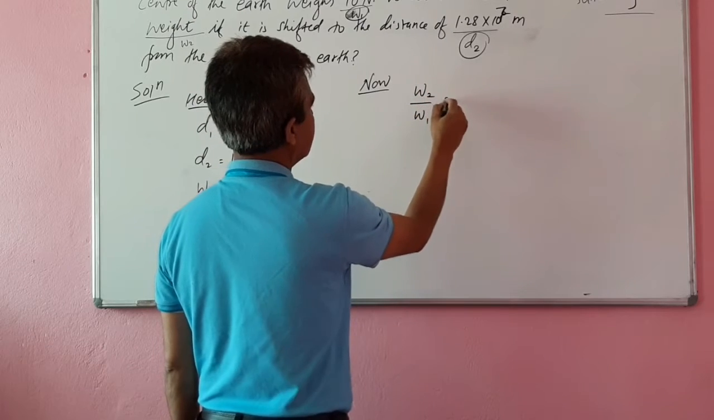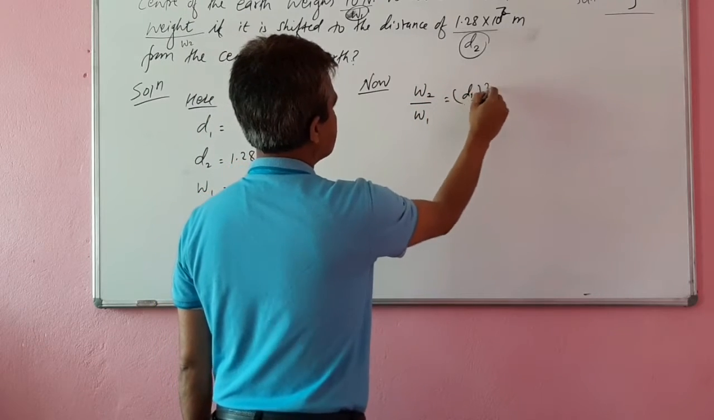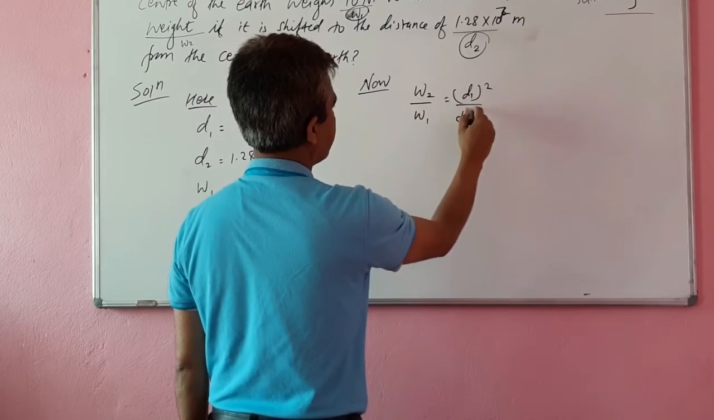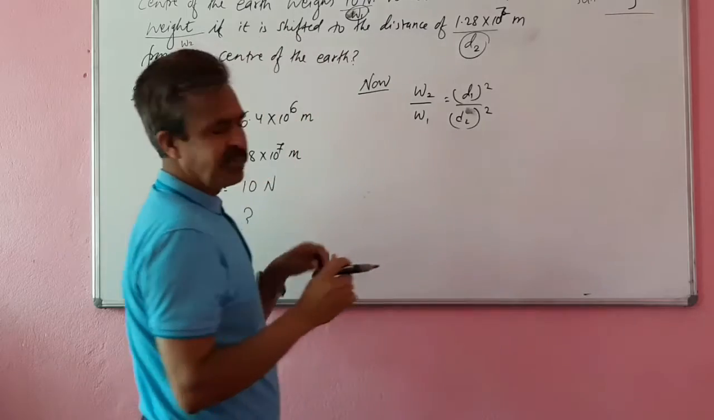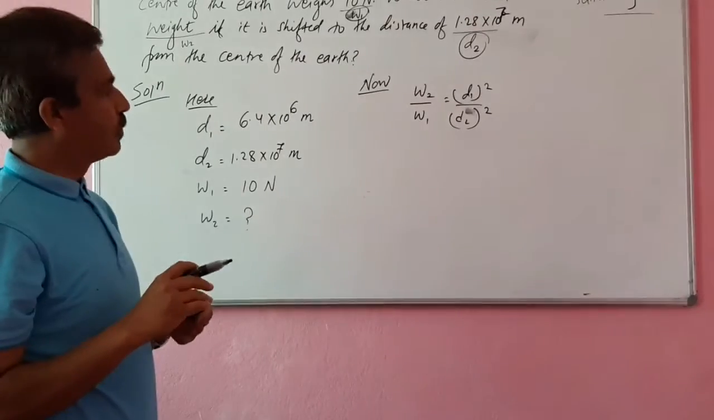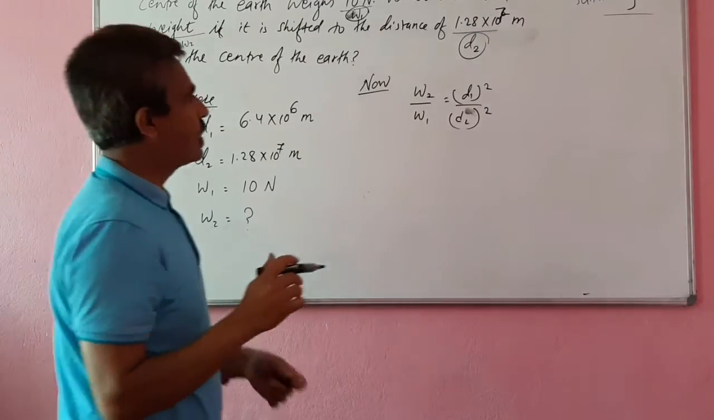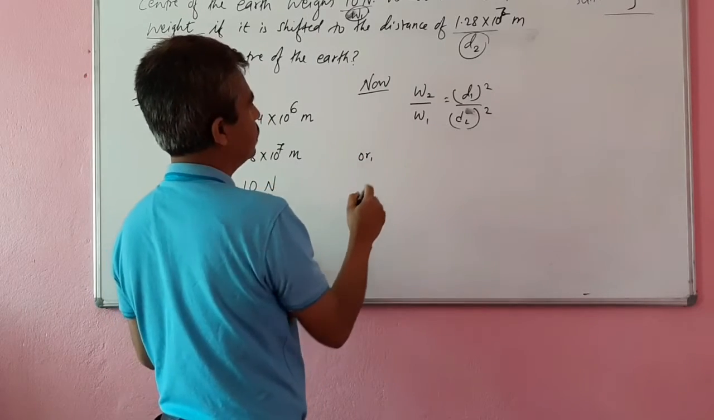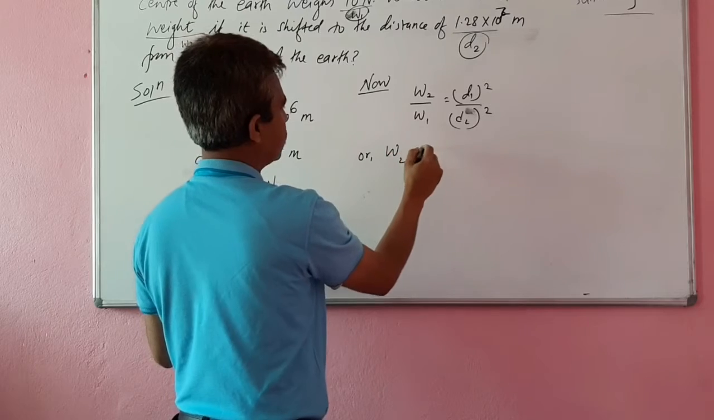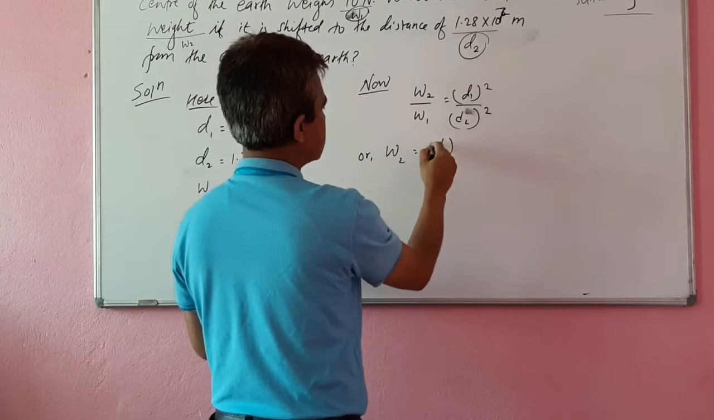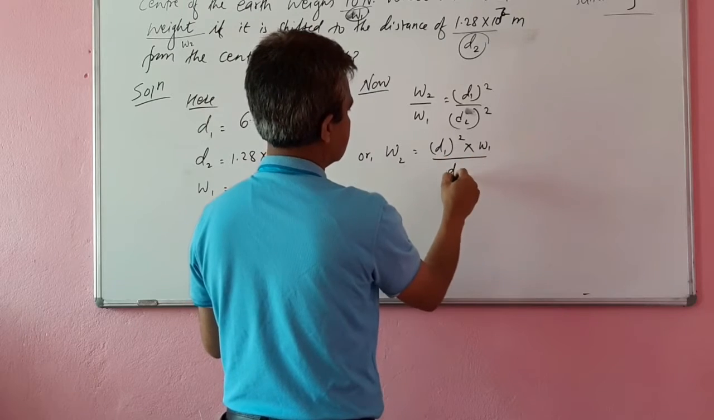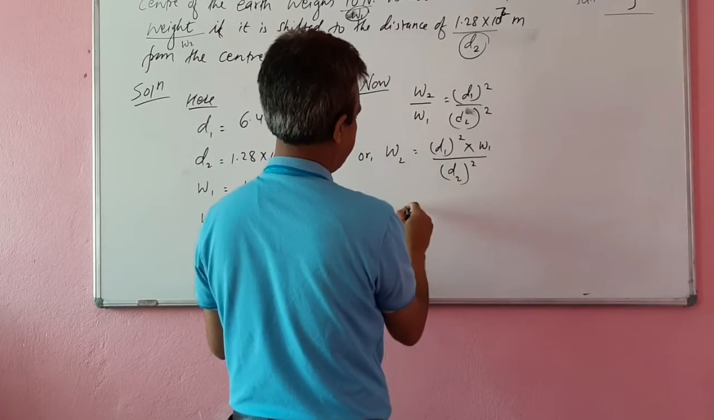W2 by W1 equals D1 square by D2 square. What is the formula? W2 by W1 equals D1 square by D2 square. Students, what do we have to calculate? W2. So W2 equals D1 square multiplied by W1 by D2 square.